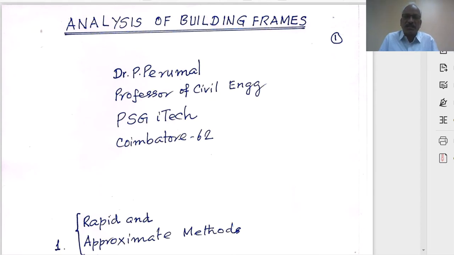So in this lecture we will take up analysis of multi-storied building frames. Now this topic can be considered under structural analysis, or under building frame analysis in the subject RCC or in the subject steel. It is common to all subjects, right? Now we will consider it under the category of structural analysis.